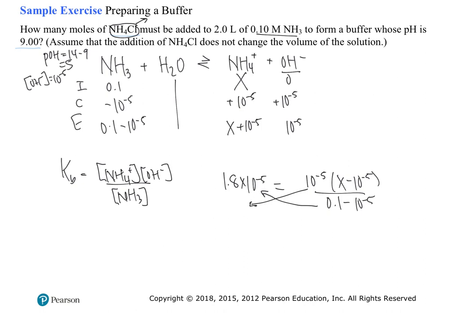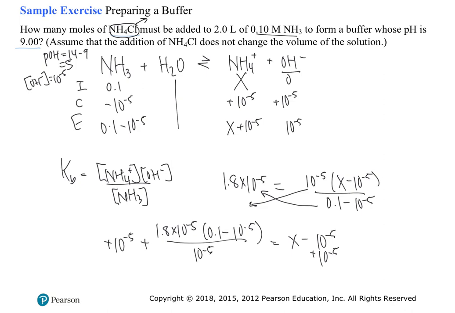Okay, so I can move this up and this down. I know that sounds confusing, but basically I'm going to multiply 1.8 times 10 to the negative 5 times that denominator, 0.1 minus 10 to the negative 5, that's just a number. I'm going to divide by 10 to the negative 5, and that equals x minus 10 to the negative 5. So then I can add that little tiny number, 10 to the negative 5, plus that, and I can find x.